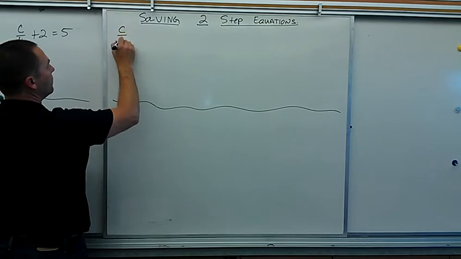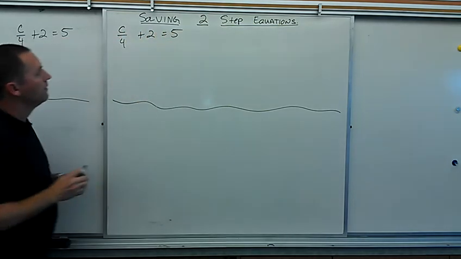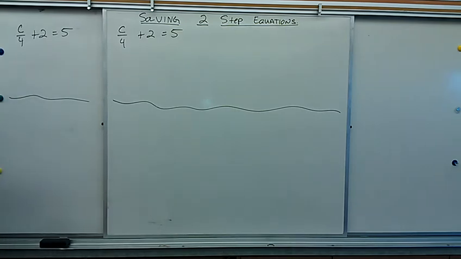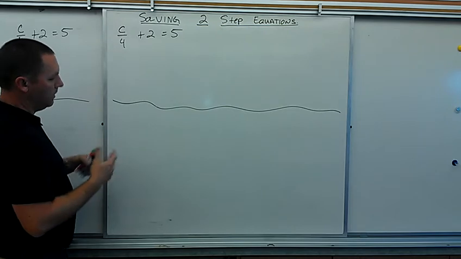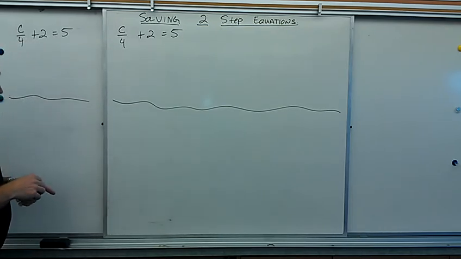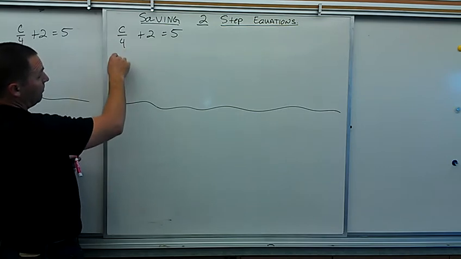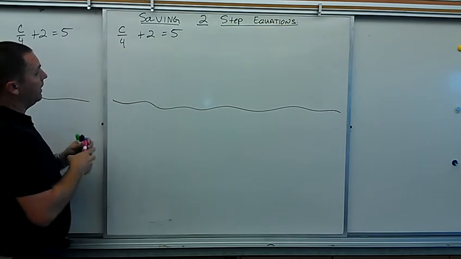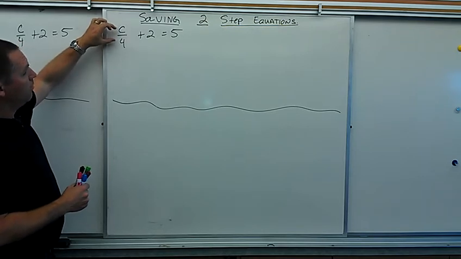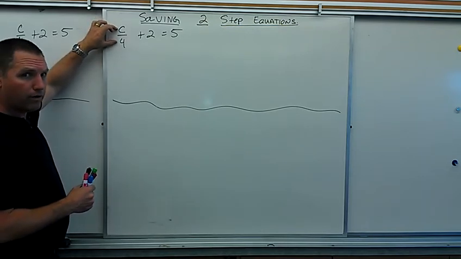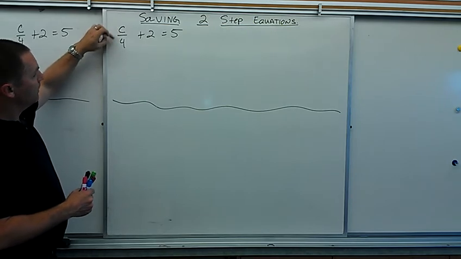So c over 4 plus 2 equals 5. Again, two-step equation because we have some division here and addition. So I'm going to do those in two separate steps. Just like last time, if you remember when we did notes on Friday, I used a half of a cup in my demonstration. Well, this would be a fourth of a cup instead of a half of a cup. So I have a fourth of a cup here because I divided it by 4.